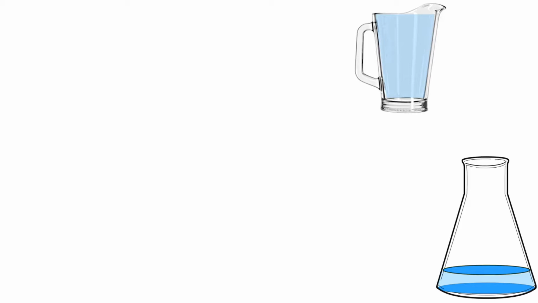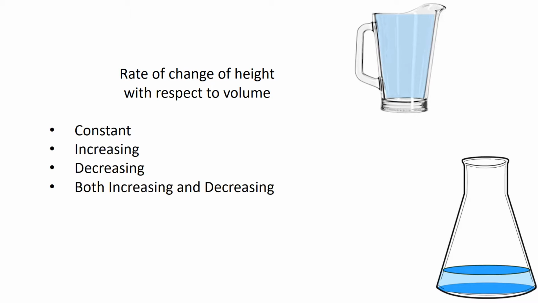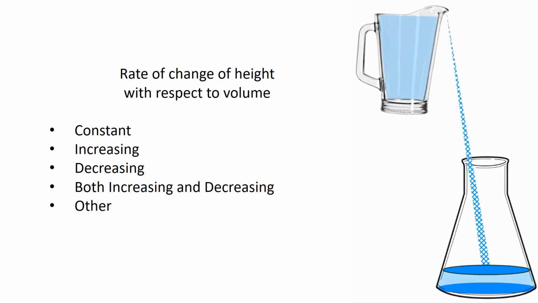As you watch the animation, think about the relationship between the height of water in the flask and the volume of the water that is added to the flask. In particular, you'll need to determine whether the rate of change of height with respect to volume is constant, increasing, decreasing, both increasing and decreasing, or something else. I'll start the animation now.